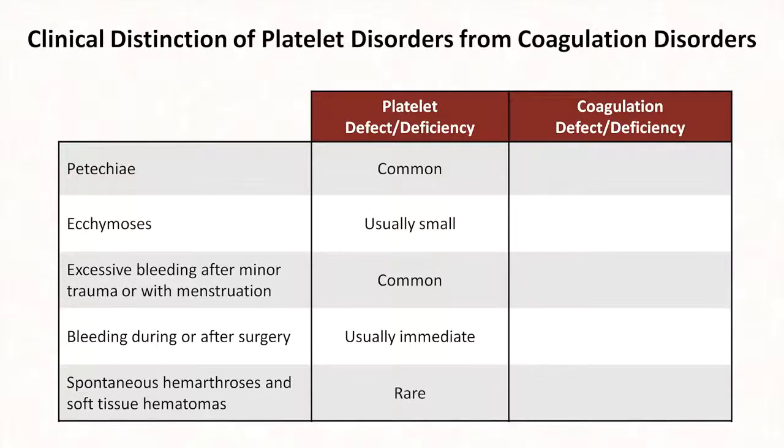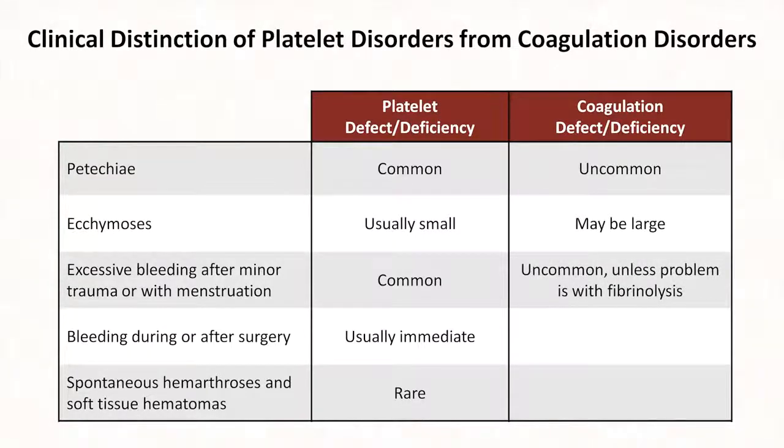To contrast that, for coagulation defects or deficiencies, petechiae are uncommon, though ecchymoses may be very large. Excessive bleeding after minor trauma or with menstruation is uncommon unless the problem is specifically with excessive fibrinolysis. Bleeding after surgery may be either immediate or delayed by as much as a day. And spontaneous hemarthroses and soft tissue hematomas are common when the disorder is severe, most notably occurring in hemophilia, which is a deficiency in one of the several proteins of the coagulation cascade.